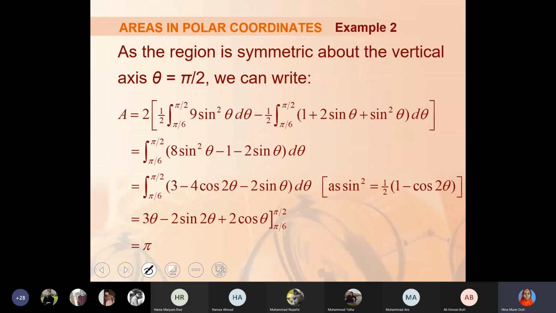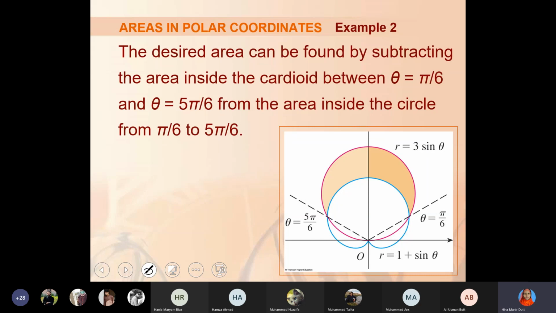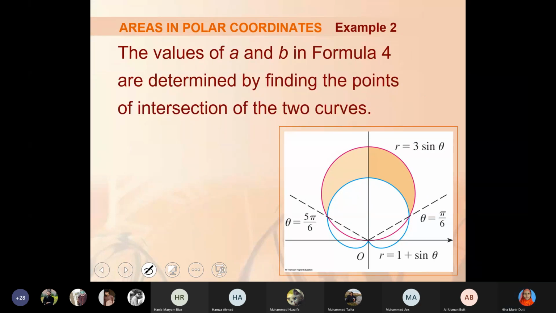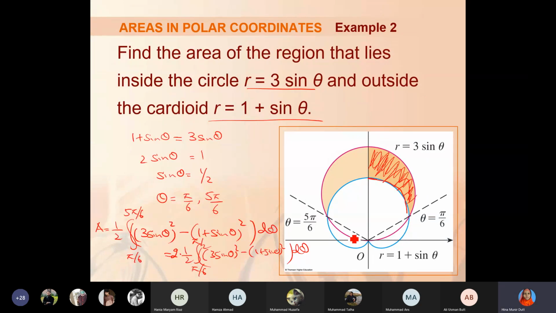So for such types of questions, we need to find the points of intersection of the two curves. How many points of intersection can you see in the figure? How many points of intersection do these curves have? Three. Where is the third one?